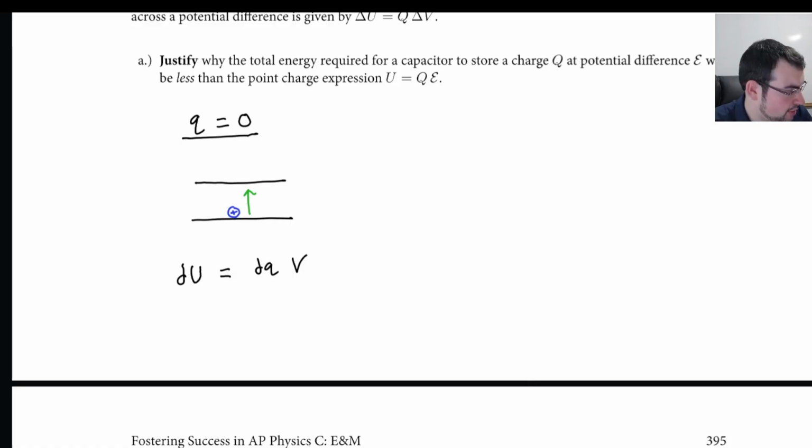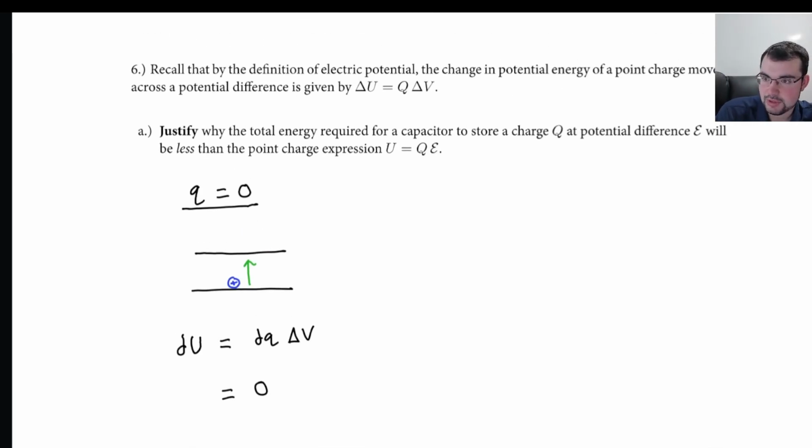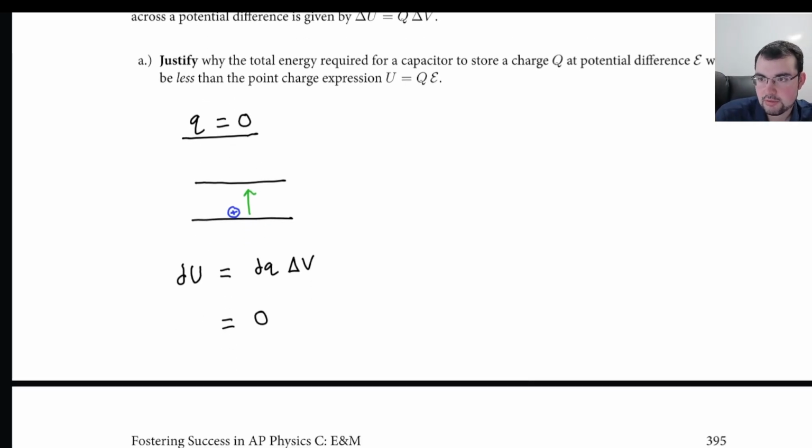But if my plates aren't charged, there's no delta V. And we'll call this a delta, which is equal to 0, because there's no potential difference. So it doesn't require any energy for me to push the first bundle of charge across the capacitor. But what about when my capacitor is fully charged?